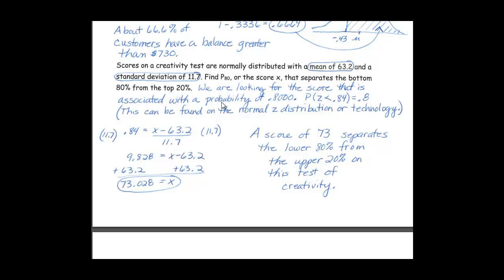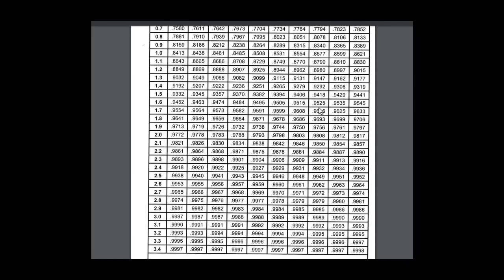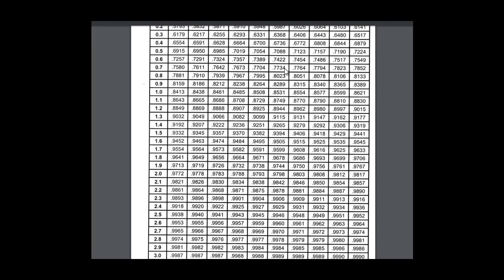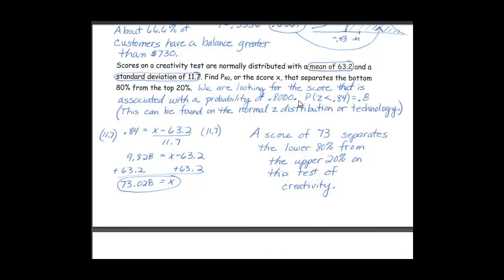So we're looking for that score that is associated with 0.800. Now I can pull up the standard normal chart, come around in here, and I'm looking for 0.800, and that's going to give us right in here, about halfway between. 0.84 is pretty darn close to it. So that is how we came up with this 0.84. So the z-score that is associated with a probability of 0.8 is 0.84.